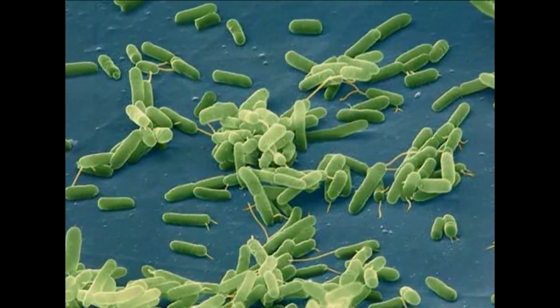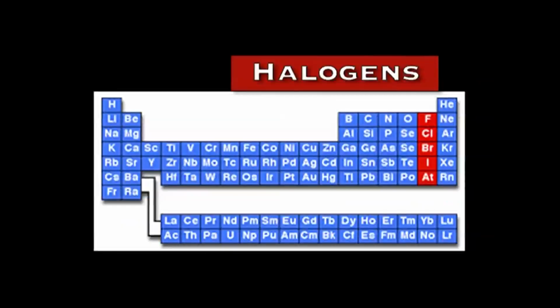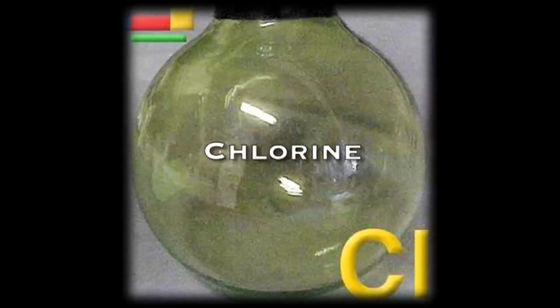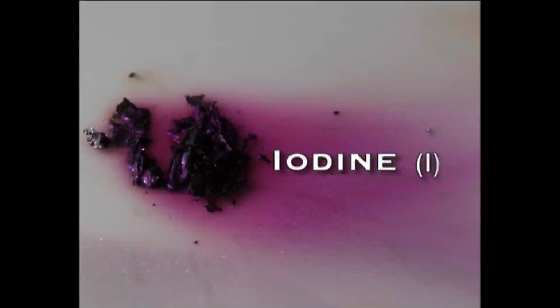So the first chemical agent that we will take up is the halogens. We all know that halogens are present in group 7A of the periodic table. All of them have 7 electrons in their outermost shell. It mainly comprises fluorine, chlorine, bromine, iodine, and astatine, out of which chlorine and bromine are used as very good disinfectants. So first of all, we will talk about iodine. Iodine is a very good skin disinfectant, as you have always used tincture of iodine during any wounds.